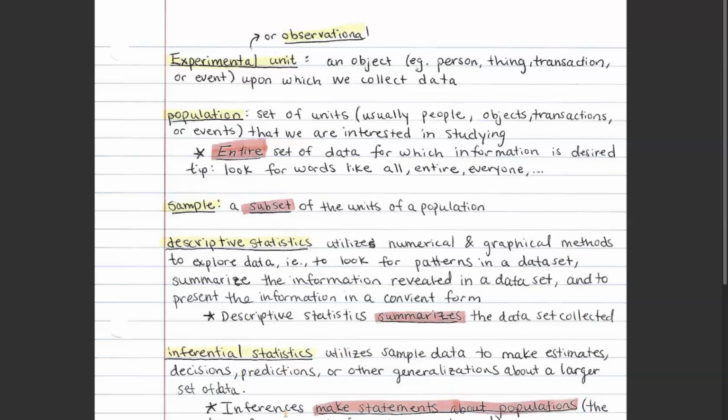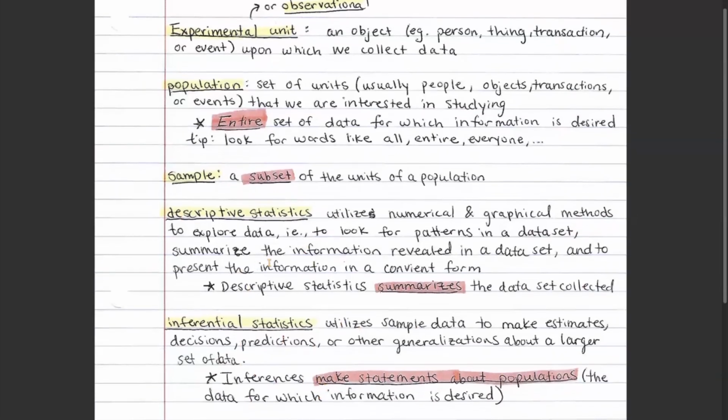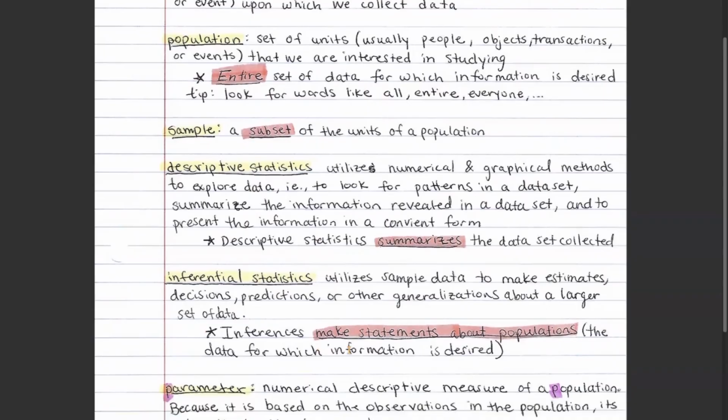Here, inferences make statements about populations, the data for which information is desired. So that's a way to differentiate between the two: descriptive statistics summarize, and inferential statistics make a statement about the population.